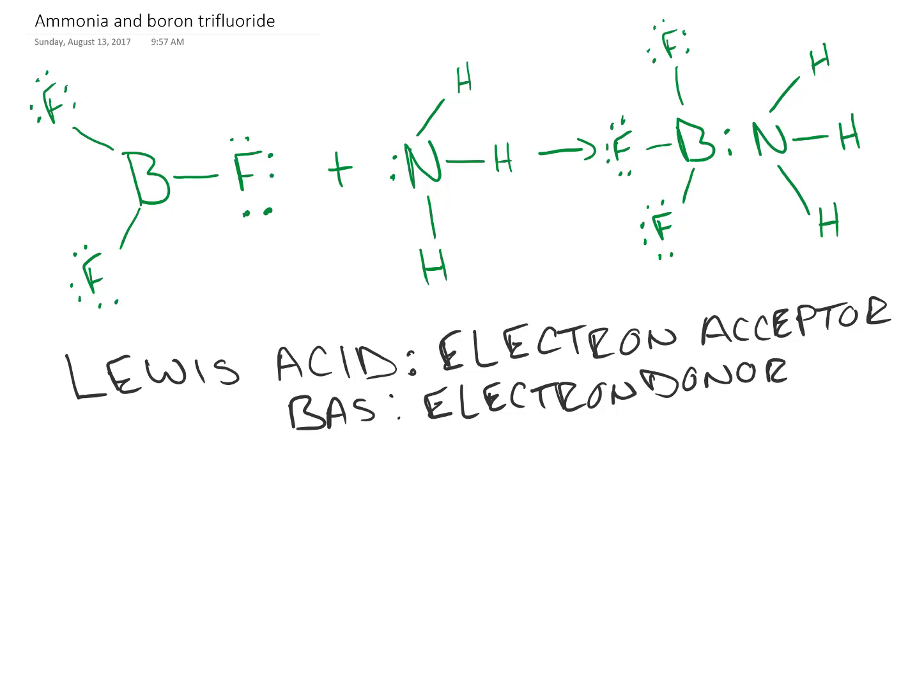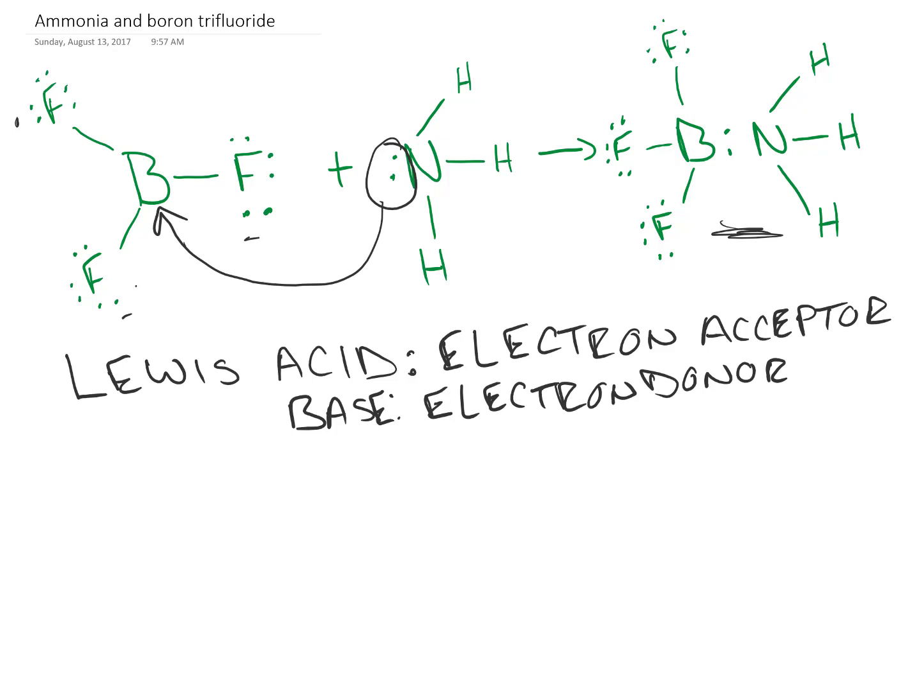So what's going on up here? We have boron with 1, 2, 3 fluorides and ammonia. Now boron doesn't have any free electrons, but ammonia does. So ammonia with its 3 hydrogens is actually the base. It is going to donate its electrons to boron. And that's what forms our final complex here.